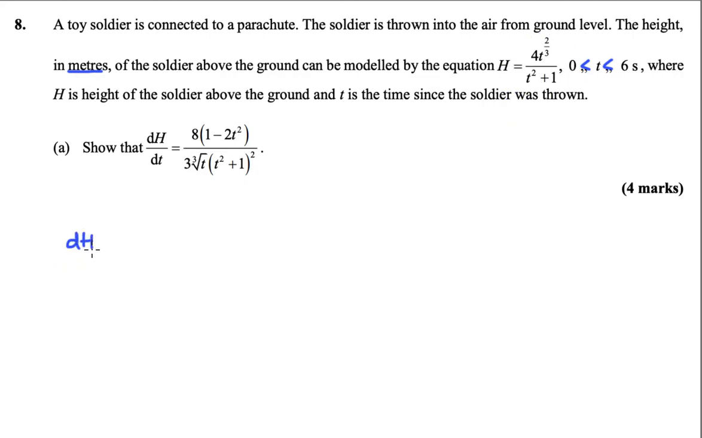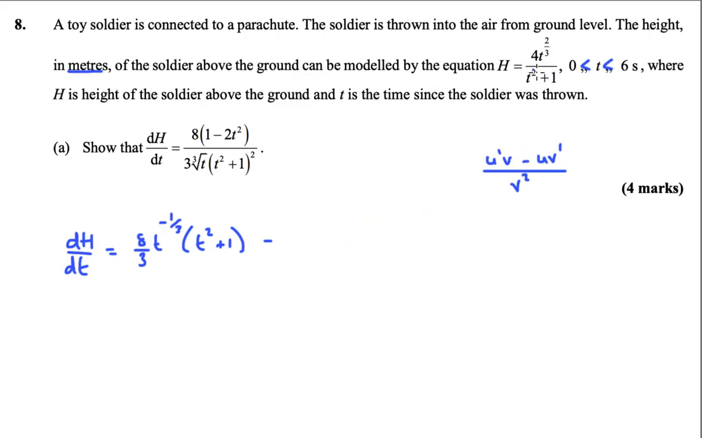So dH by dt. We're going to need to use the quotient rule for that, which is the u dash v minus uv dash over v squared. So differentiate the first one. Differentiate this, power to the front. So that's going to be 8 over 3t. Take one off the power. So that's going to become minus a third. Times by this t squared plus 1.